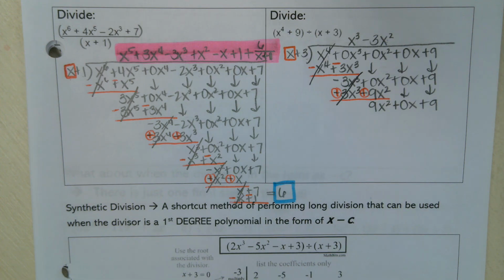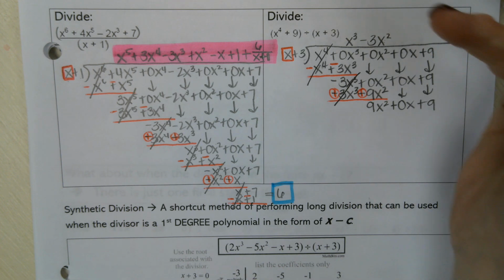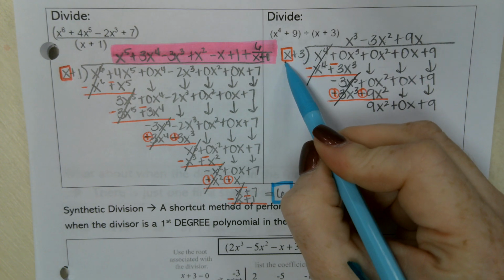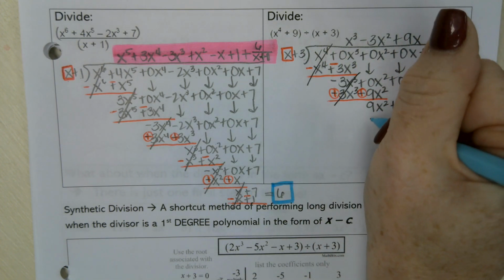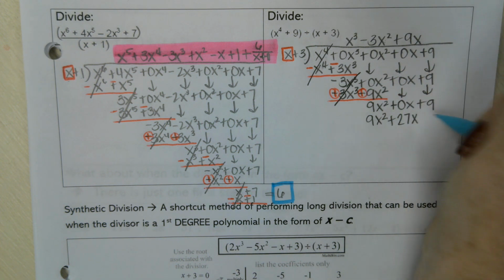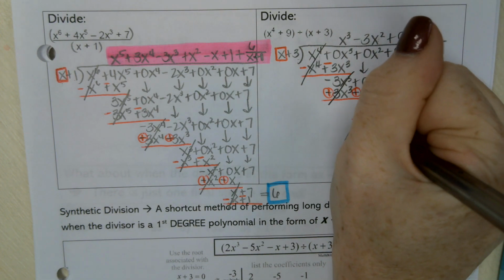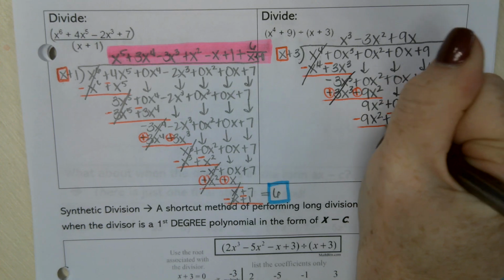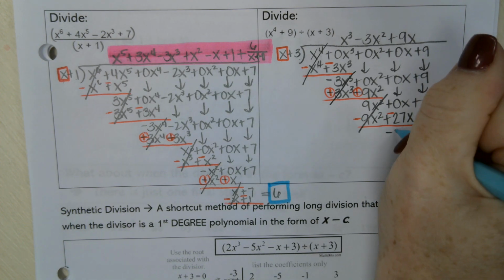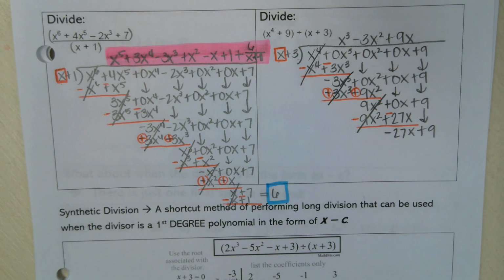What's my next term going to be right here? 9x. Excellent. 9x times x and 9x times 3. That's going to give me 9x squared plus 27x. I'm coming through and I'm subtracting. That's going to be a negative 27x plus 9, because we bring it down.